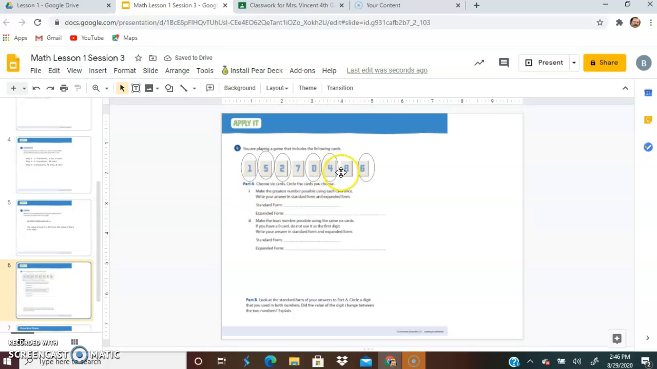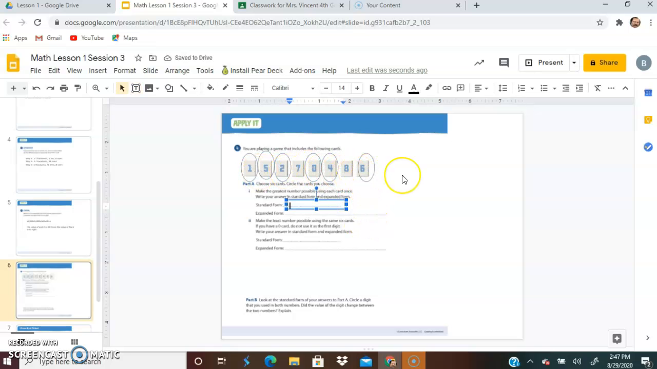I chose 6 of them. You may or may not have chosen these same 6 cards. That's okay. So we're going to make the greatest number possible using each card one time. For standard form, the greatest number possible, I'm going to look at the biggest number I circled, which is a 6. The next greatest would have been the 5 that I circled, then the 4, put my comma in for my thousands place. Then I circled the 2, the 1, and the 0. So as long as the numbers that you circled, you put from greatest to least, your answer is correct.